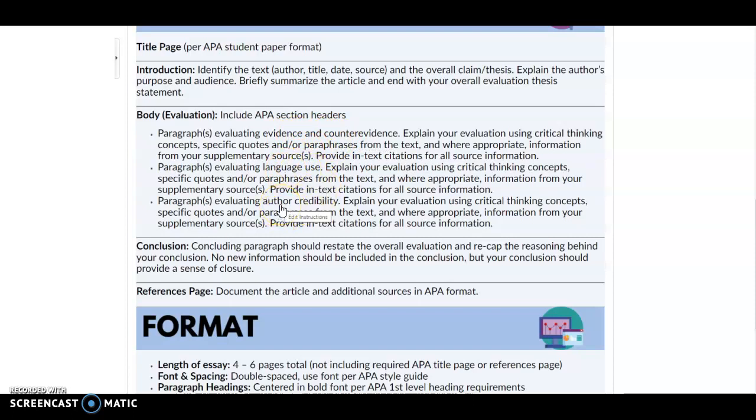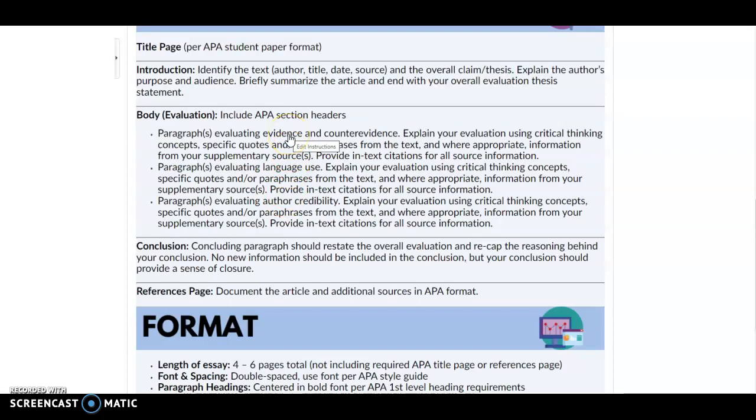And so it's very different because this writing is so much more structured than the response writing you've done in the past. And I'm also not asking for your opinion or your experiences at all. I'm just asking you to act like the expert and tell me whether or not the author has done a good job.